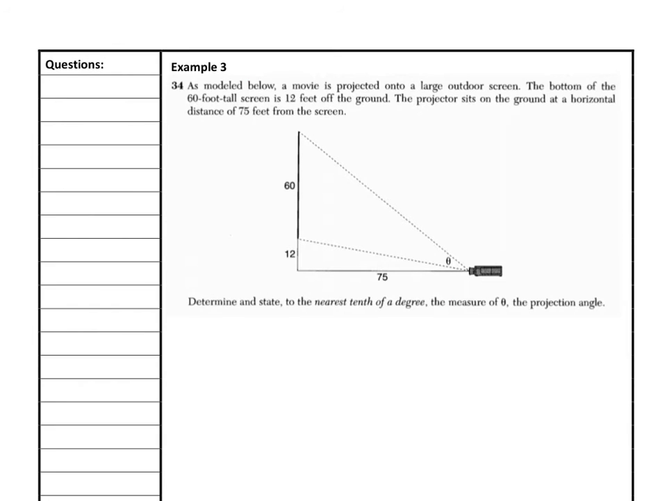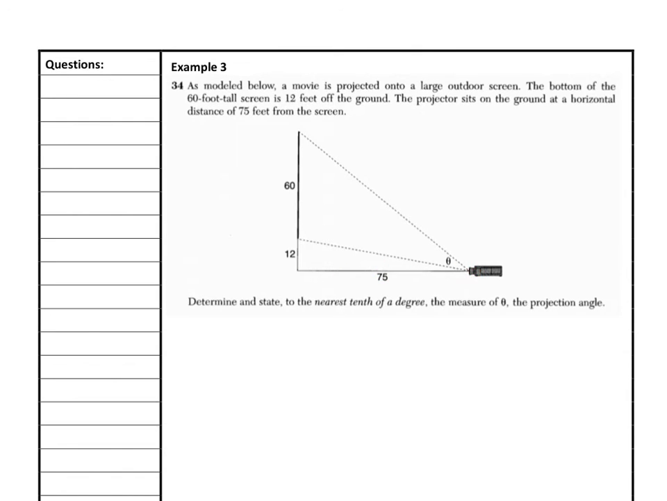Alright, so this came from an exam, as I just mentioned, number 34. It says, as modeled below, a movie is projected onto a large outdoor screen. Has anyone ever been to like Avon, the drive-in movies? That's kind of what this is trying to show you here. You have a projector that's projecting onto a large screen outdoors. Pretty cool. The bottom of the 60-foot tall screen is 12 feet off the ground. So this screen is raised 12 feet from the ground and it's 60 feet tall. The projector sits on the ground at a horizontal distance of 75 feet from the screen.